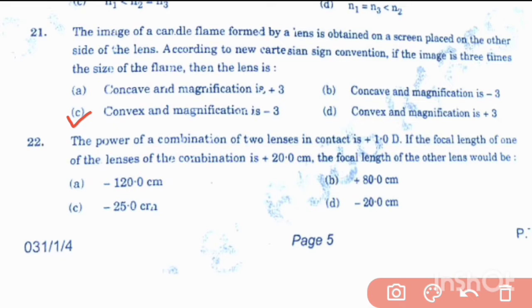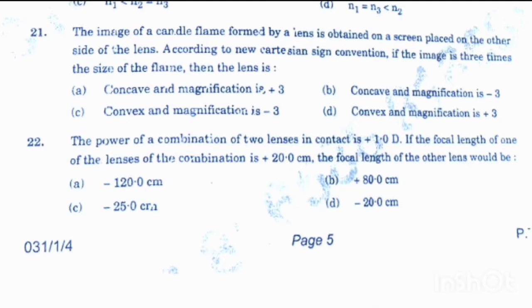Next question, question number 22. The power of a combination of two lenses in contact is +1.0 diopter. If the focal length of one of the lenses of the combination is +20.0 centimeter, the focal length of the other lens would be: option A is -120.0 centimeter. Option B, +80.0 centimeter. Option C, -25.0 centimeter. Option D, -20.0 centimeter. So the correct answer is option C, that is -25.0 centimeter.